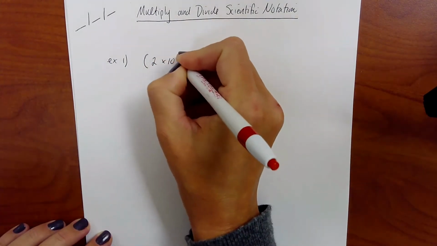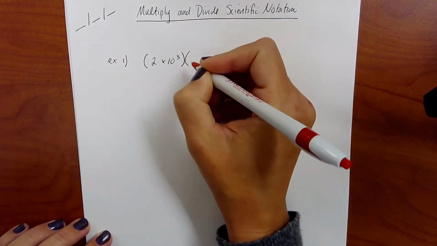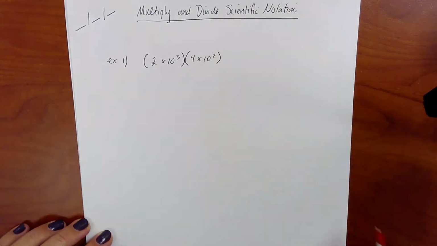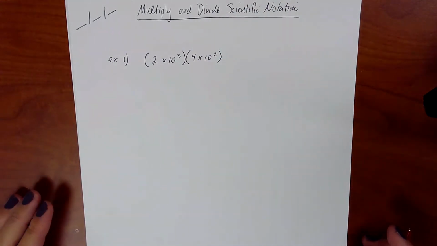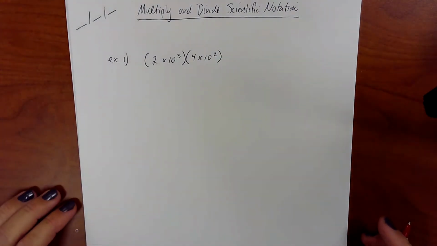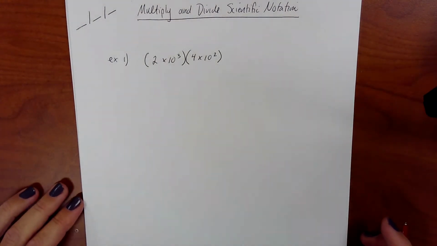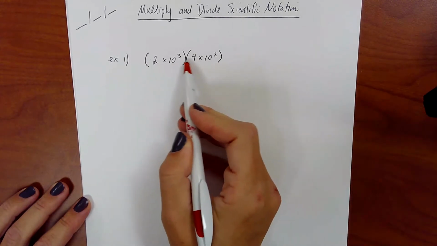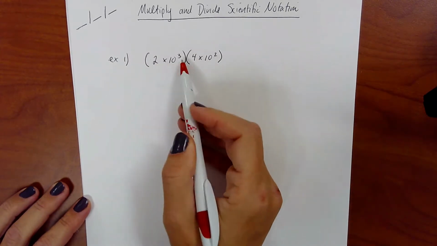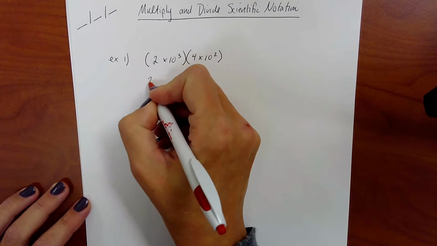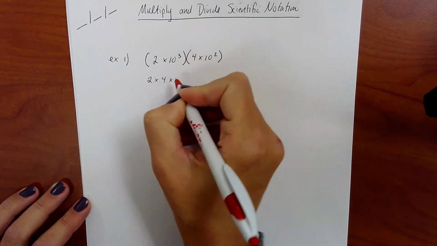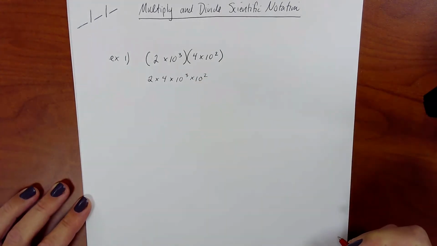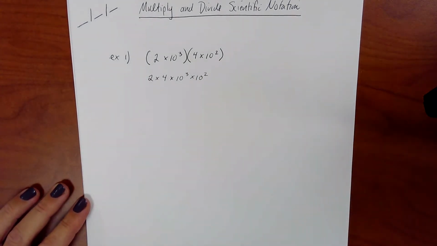Alright, so the example will look like this. 2 times 10 to the third times 4 times 10 to the second. Now, you could expand this out and then multiply it. That would be totally fine. But if you think about the commutative property, we could just switch all this multiplication around, right? This could really be written as 2 times 4 times 10 to the third times 10 to the second, right? Why not? Multiplication you can write in any order.